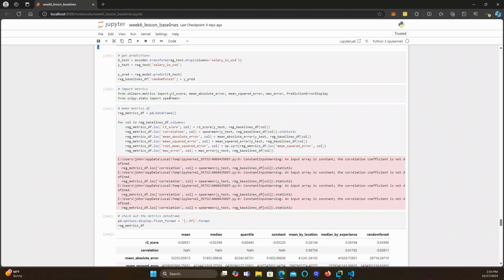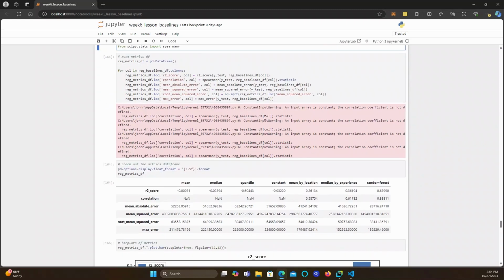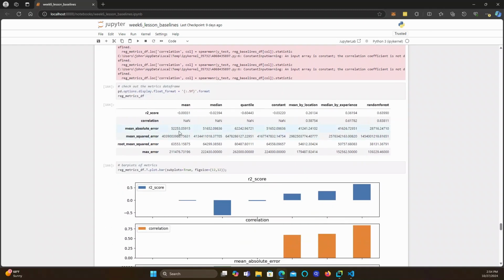Now we can compare some metrics. Metrics we're going to use here are the R2 score, which you can think of as the percent of variance explained. You should definitely Google that one because it's a pretty cool score and it's used a lot. We're also going to look at mean absolute error, mean squared error, the maximum error, and the Spearman correlation. And we'll talk a little bit more about this one whenever we look at that here in a minute. All right, so we're just calculating those by looping through all of the columns and calculating it for every one of our baselines. And down here we've got it.